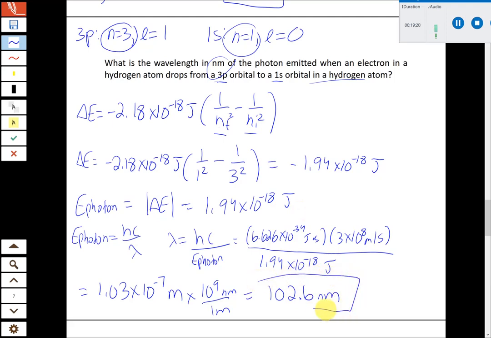If Blackboard doesn't specify how many significant figures to use, it's still probably best to use at least 3 in most cases, to make sure your answer is precise enough, but this should be fine whether you put it in as 102, 103, or 102.6. You should get that kind of right. All right, so very similar problem to the last one. The only wrinkle is that we told you 3p and 1s, but the p and the s don't matter for hydrogen in terms of determining the energy of the electron.